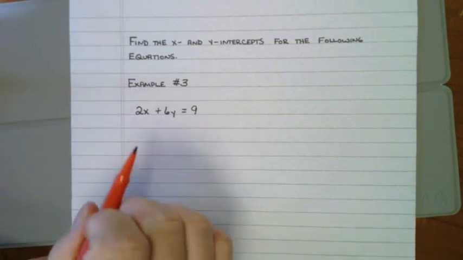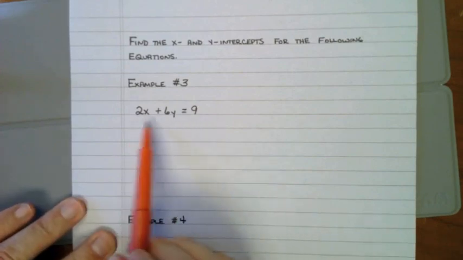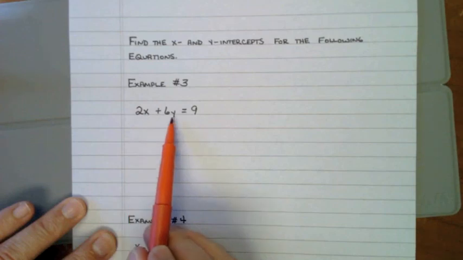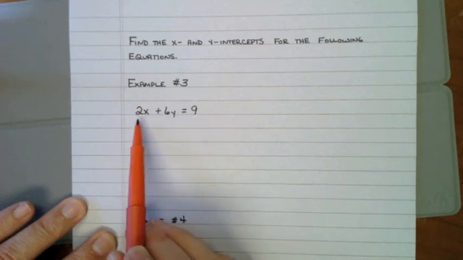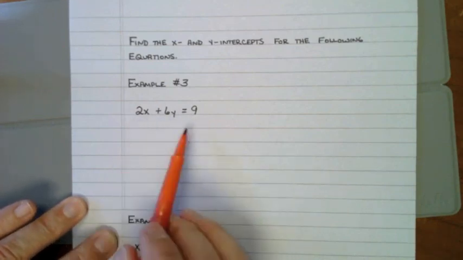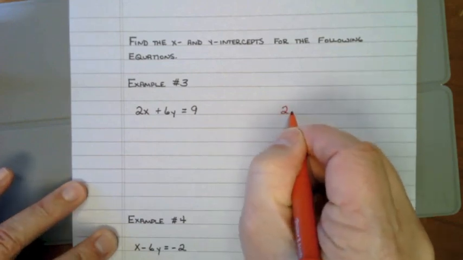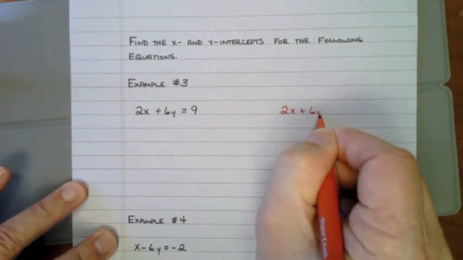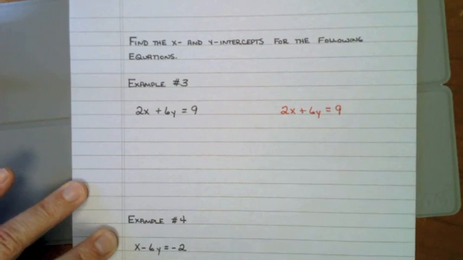Example number 3. I need to find the x and y-intercept. That's going to help me graph something that's in standard form. Again, you need to make sure it's in standard form. All the variables need to be on the left side. They need to be in alphabetical order. No fractions. First one can't be negative. This checks out. So I'm going to write it twice to help me figure out what the x and y-intercept is.